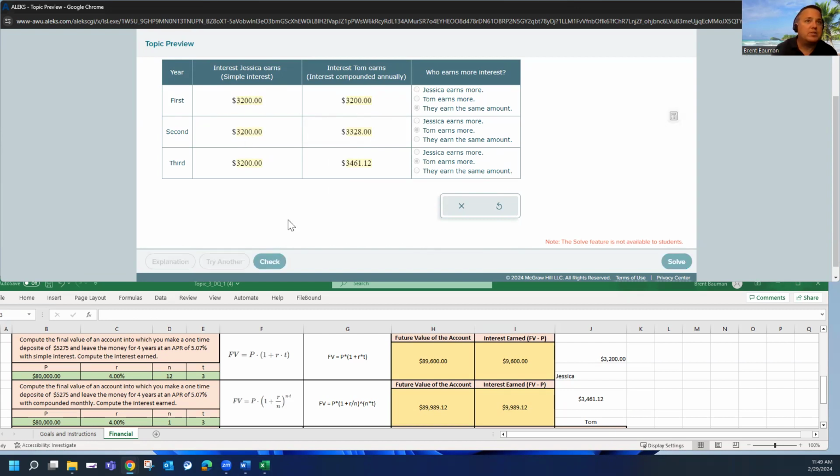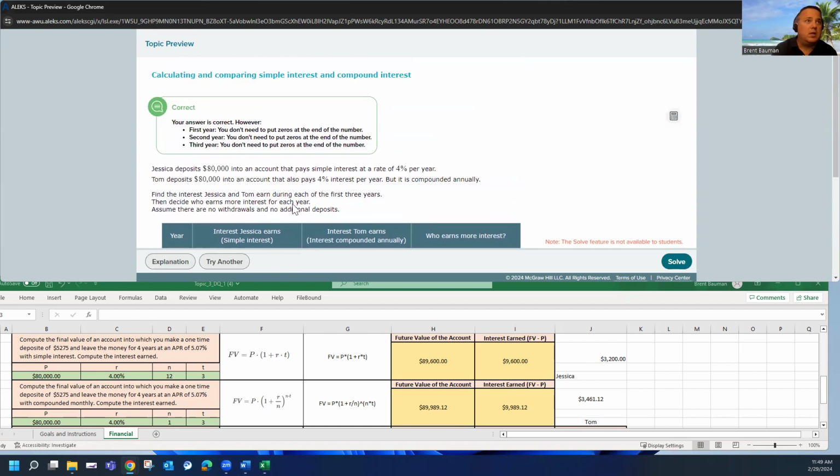All right, so we'll go ahead and check that, and we're good. That was just an example of using a document that we already have set up. We had the simple interest and compound interest already plugged in, and the interest earned already calculated. We just needed to modify it a little bit so that we were showing just the interest for the year we were looking at. All right, I hope that was helpful and have a good day.